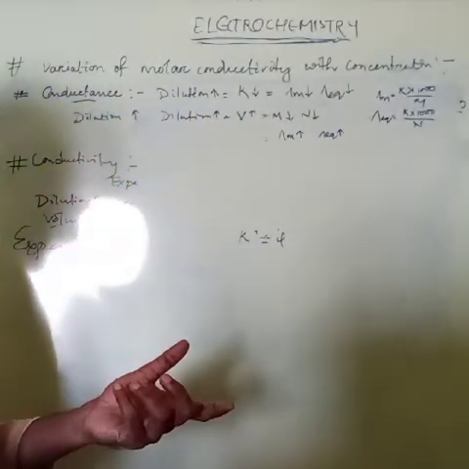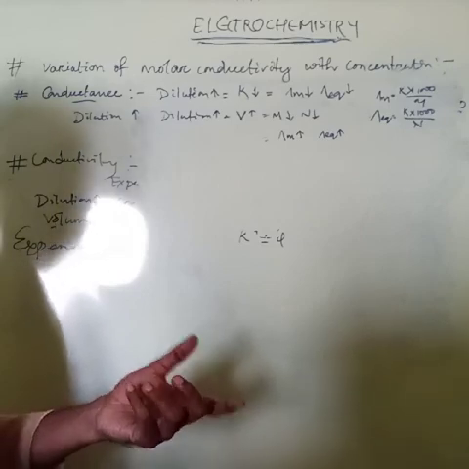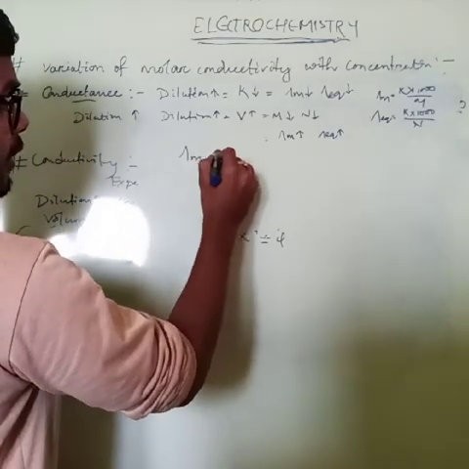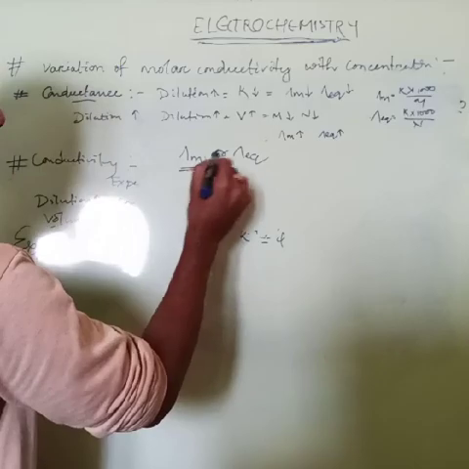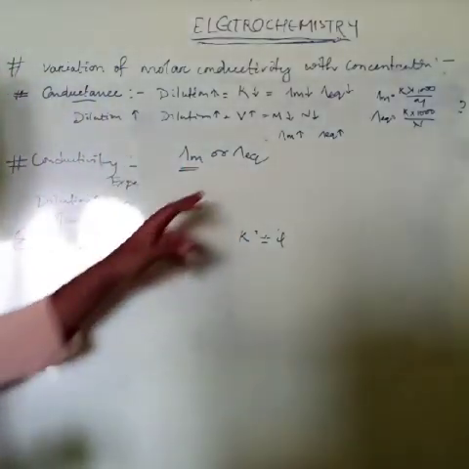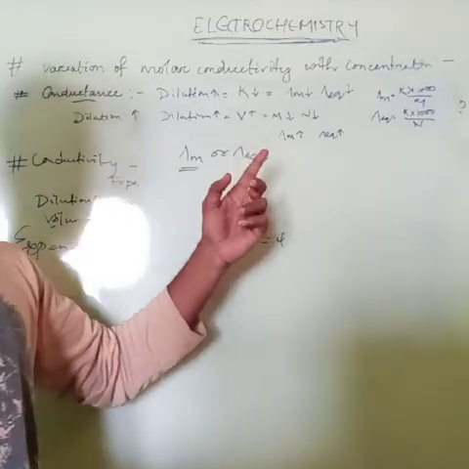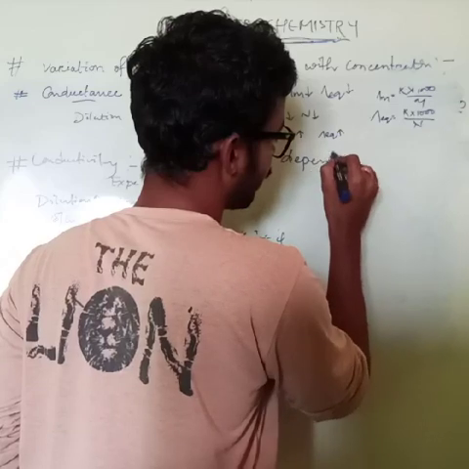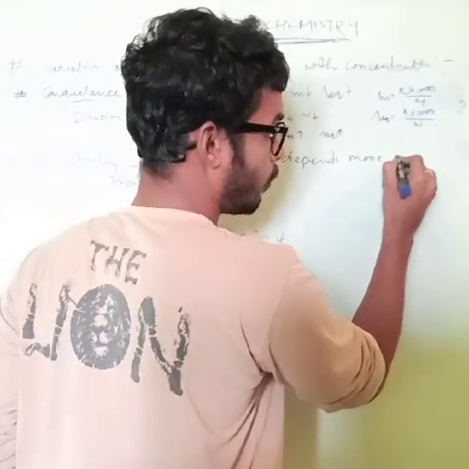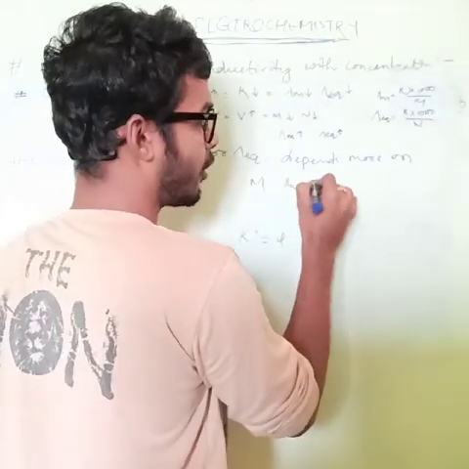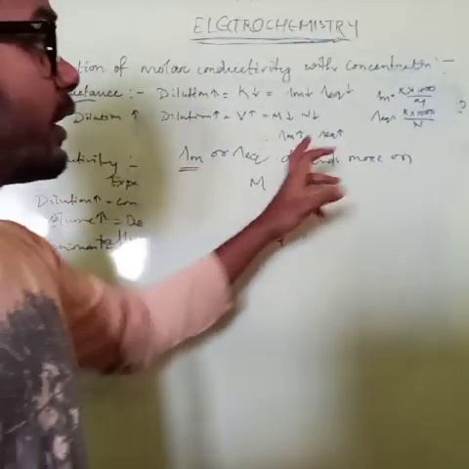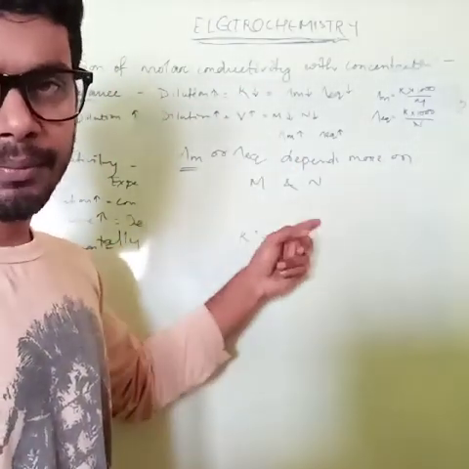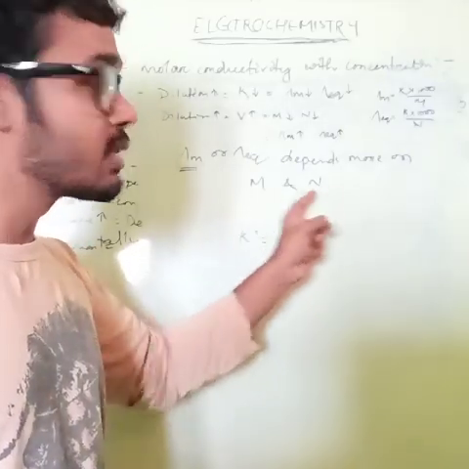Okay, so experimentally what we got is that lambda m or lambda eq, the molar conductivity or equivalent conductivity, depends more on molarity and normality. Rather than depending on the kappa value, it depends more on these molar concentration terms. So we need to consider this, not that.